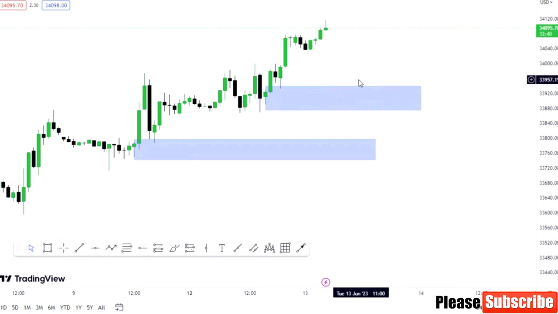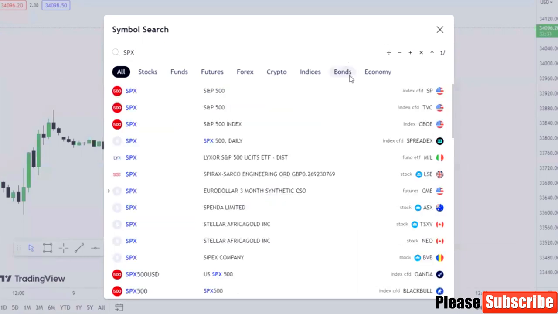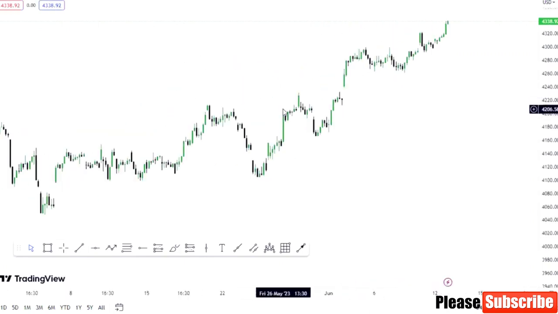Now, just to make this worthwhile, I'm giving you guys another one, which is the XPX 500, the S&P 500, Standard & Poor's 500. You guys should know this. If you're from the United States, you know this is what you have been asked to invest in at the end of your retirement. So let's go down to the 1 hour. This is S&P. Okay, this is the 1 hour.